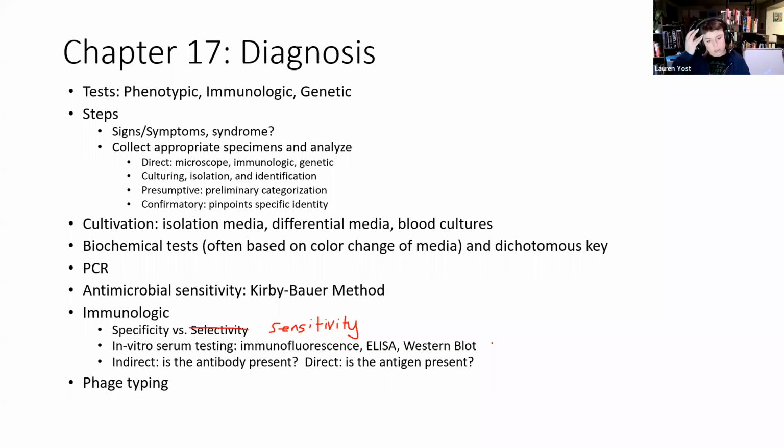In vitro serum testing. This is literally taking a blood sample from somebody, spinning it, letting it clot and spinning it down and using that serum to do tests with. We can do immunofluorescence, which is a lot like ELISA. We talked about indirect and direct, and we can confirm any of our testing that we might have done, like the immunocolorimetric ones, like we do at home with COVID. We can confirm a lot of that stuff with Western blots.